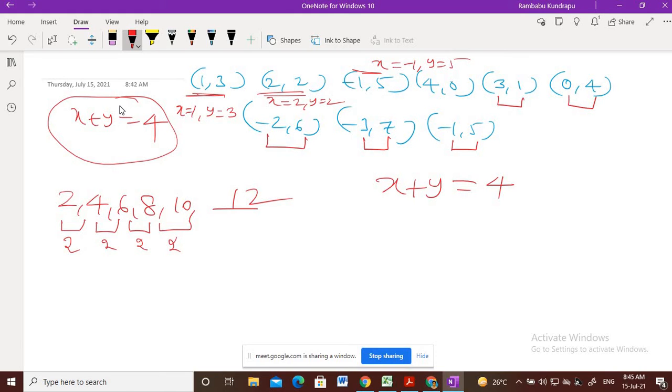Just you see here: 1 plus 3 is 4, 2 plus 2 is 4, -1 plus 5 is 4, 4 plus 0 is 4, and 3 plus 1 is 4, 0 plus 4 is 4. So you can see here, students, if you add the x value and y value you are getting 4. So you can take the equation of all these points as x plus y is equal to 4.